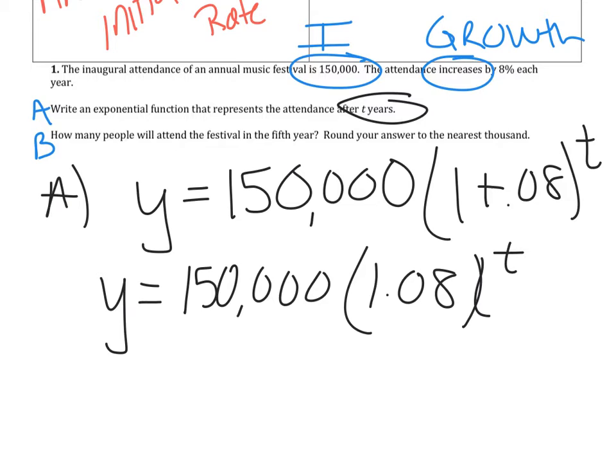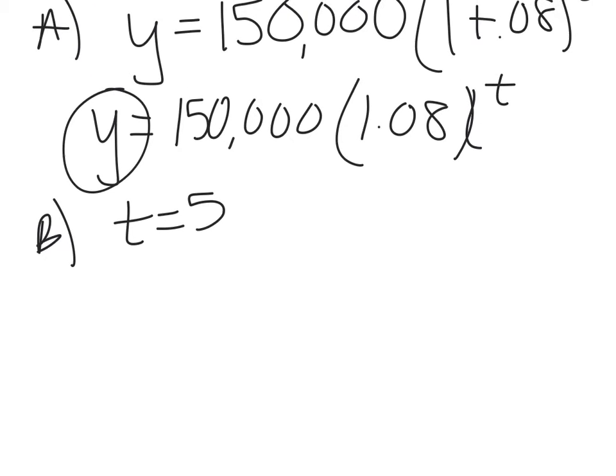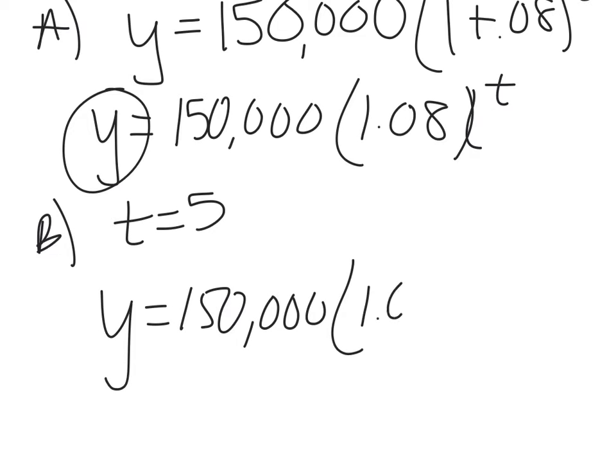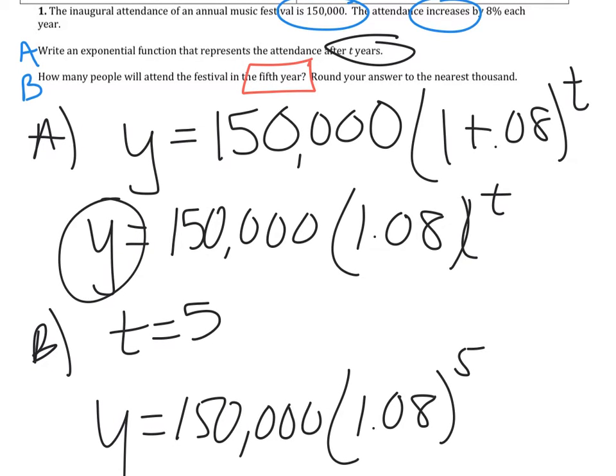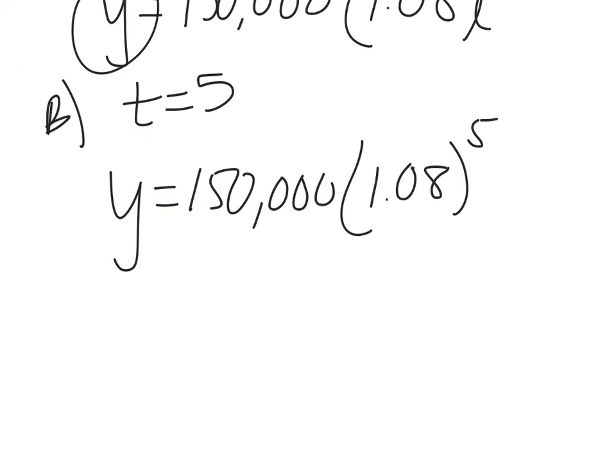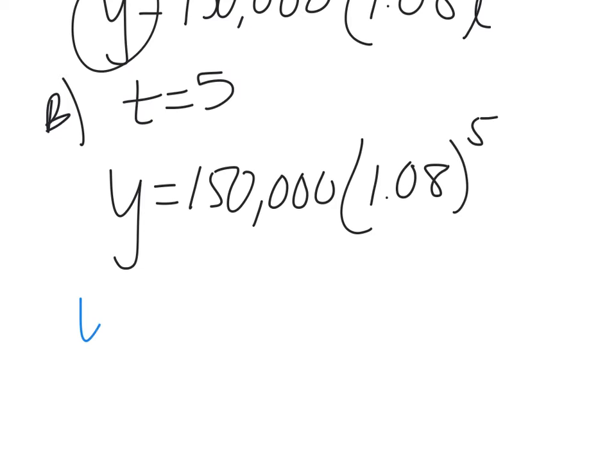An exponential function that represents the attendance after t years. Part B says, how many people will attend the festival in the 5th year? So notice they gave me a year. That represents time. So again, very basic. All they want you to do is plug the number 5 into the time, and they want to know what is that final amount. So y equals 150,000 times 1.08 raised to the 5th, nothing fancy. Now, the only fancy thing they got on us is our rounding. Round to the nearest 1,000.